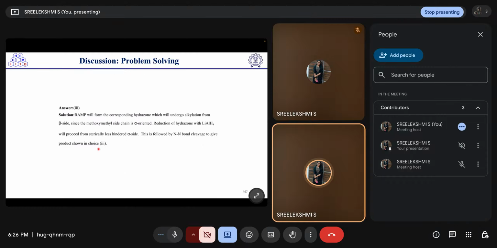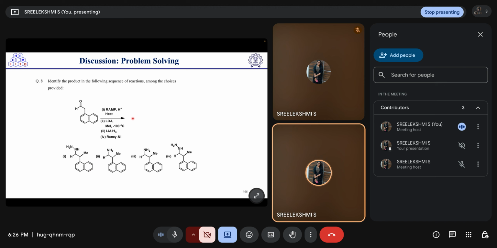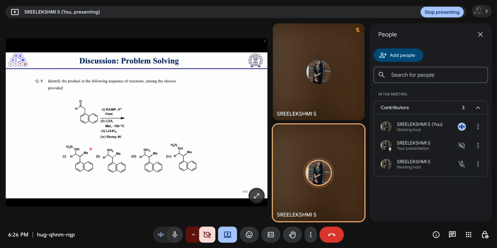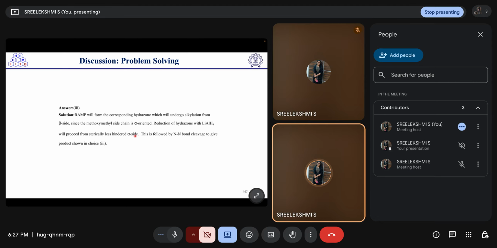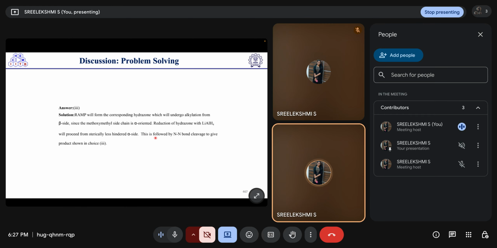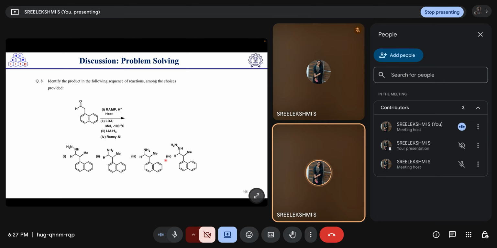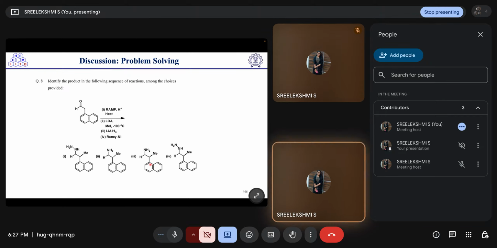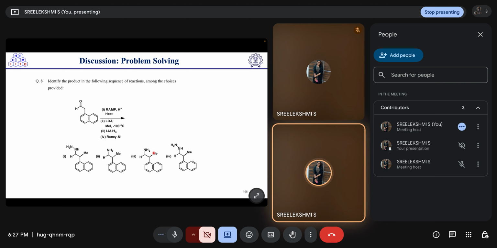So here what is happening, this RAMP will form the corresponding hydrazone, which will undergo alkylation from the beta side since the methoxymethyl chain is alpha oriented. Then the reduction of the hydrazone will take place with LAH from the sterically less hindered alpha side, and this is followed by N-N bond cleavage to form the product shown in option 3. So firstly hydrazone formation, then alkylation, then reduction, then Raney nickel will cleave that to form this amine. So the correct answer would be option 3.